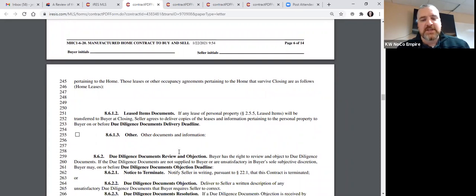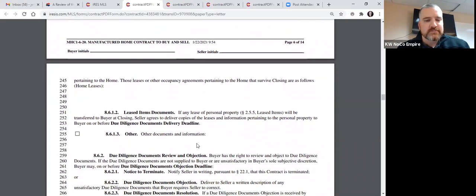If you don't need a contingency, there's no reason to write one into the contract. It makes your offer look worse, particularly in a competing situation, to have contingencies for things that you don't even need, that your buyer would never object to, okay?